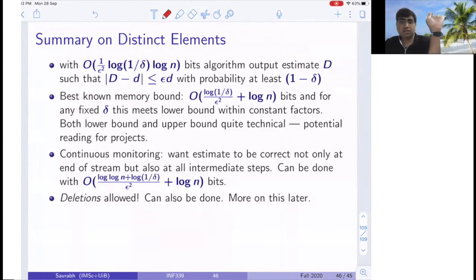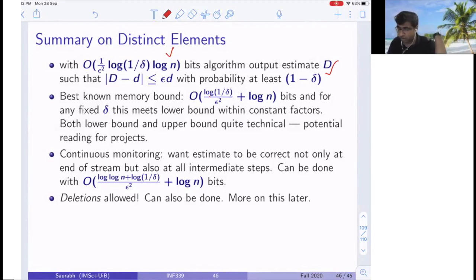What we saw, so we saw 3 algorithms for this. One was an algorithm which gave 1 over epsilon square log 1 over delta log n. That was the first algorithm, and it estimated this such that with probability 1 minus delta. But actually the best known algorithm takes log 1 by delta over epsilon square plus log n bits, and for any fixed delta this meets the lower bound within constant factors. Both the lower bound and upper bound proofs are quite technical, so if someone wants to, they can read them.